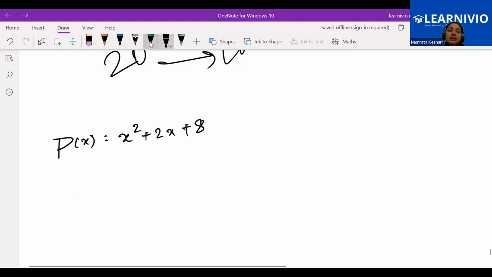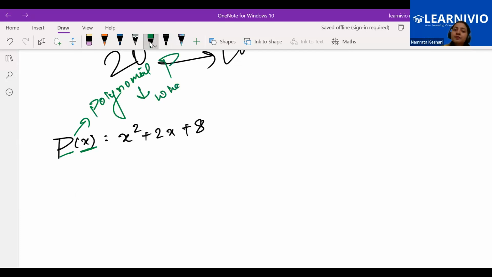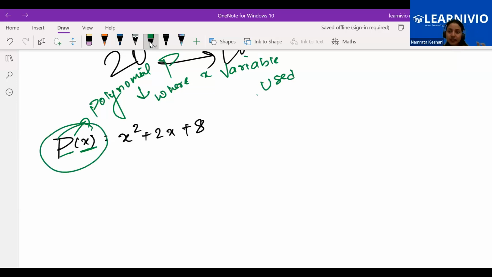So it doesn't mean that p is multiplied with x. X is sitting in the bracket and p is multiplied with x? No, this is just the representation. This means that we are having a polynomial p where the x variable is used in our polynomial. That's what this p(x) represents. Please don't take it like p is multiplied with x sitting in a bracket. No, it's just the representation of a polynomial.